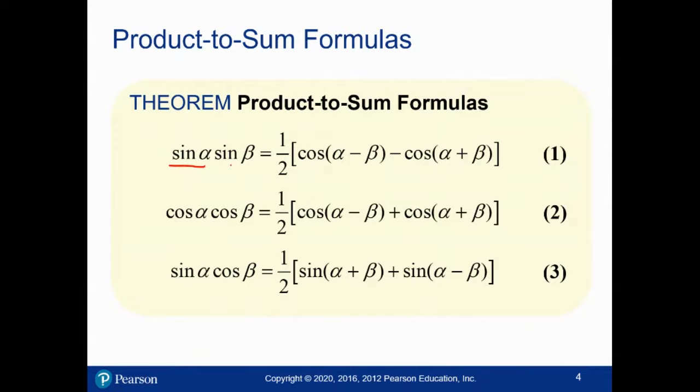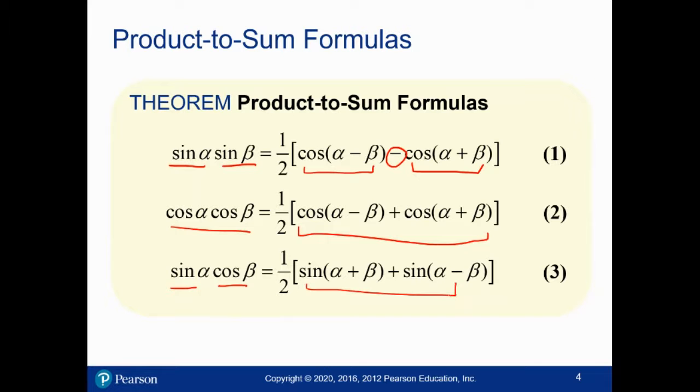If you have the sine of one angle times the sine of another angle, notice these are different angles, you can express this as the difference of the cosines of two related angles. Similarly, the cosine of alpha times the cosine of beta can be expressed as the sum of the same terms. And the sine of alpha times the cosine of beta, notice that this one now mixes a sine and a cosine, can be written like this.